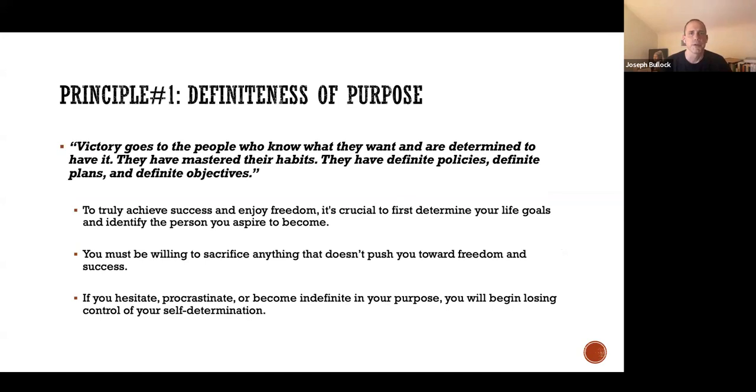So principle 1, definiteness of purpose. Victory goes to the... Sorry. Yeah, I wanted to say something about the previous slide. Oh, please, sorry, go ahead.